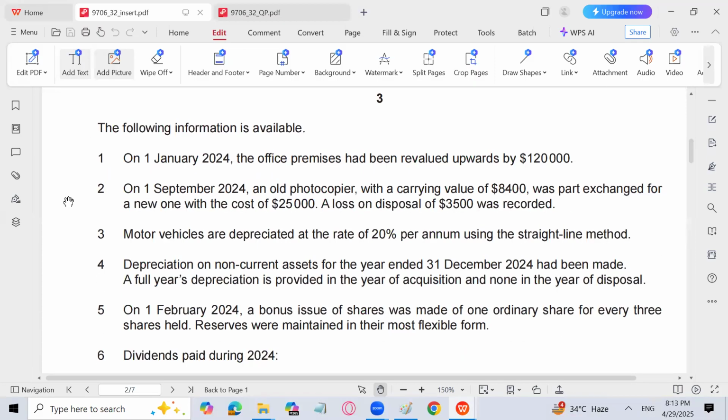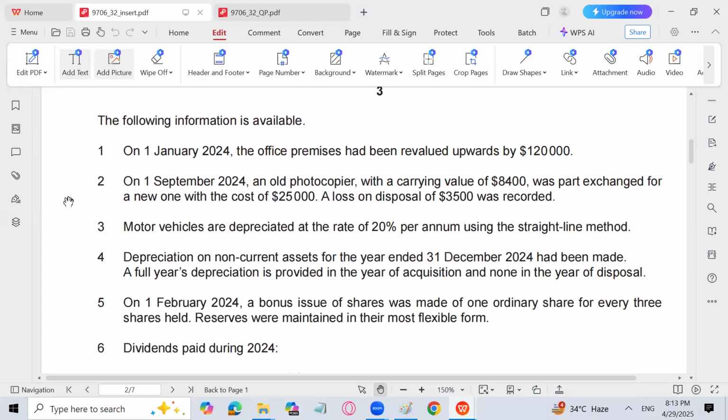Next, the following information is available. On 1st January, the office premises had been revalued upward by 1,20,000. On 1st September, an old photocopier with a carrying value of 8,400 was part exchanged for a new one with a cost of 25,000. A loss on disposal of 3,500 was recorded. Motor vehicles are depreciated at the rate of 20% per annum using the straight line method. Depreciation on non-current assets for the year ended 31st December had been made.